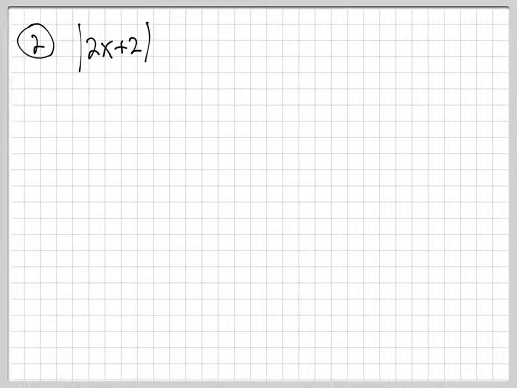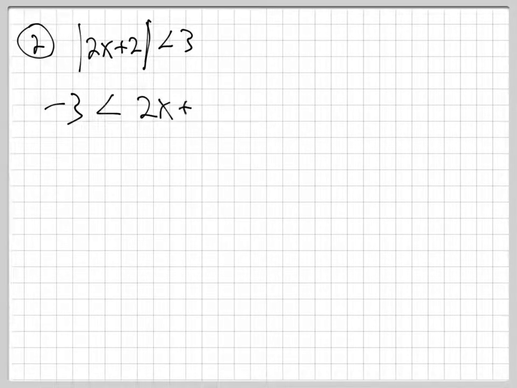Number 2 is absolute value 2x plus 2 less than 3. So what does it say for that? You put the negative number, the less than symbol, another less than symbol, and then the positive number. So pay close attention to the format. That's the format that I'm describing to you.